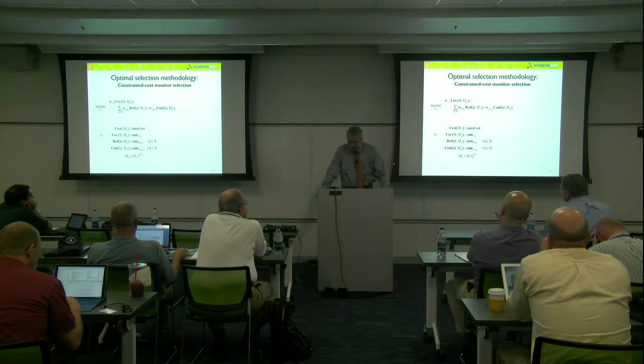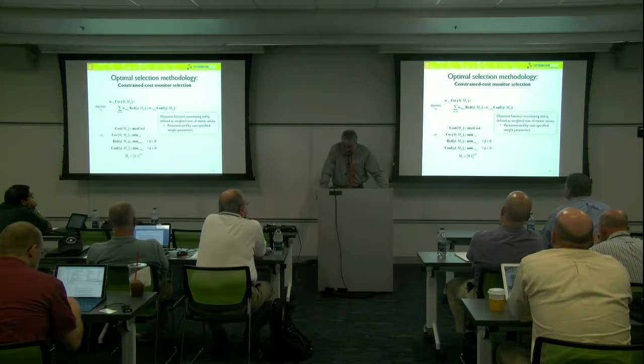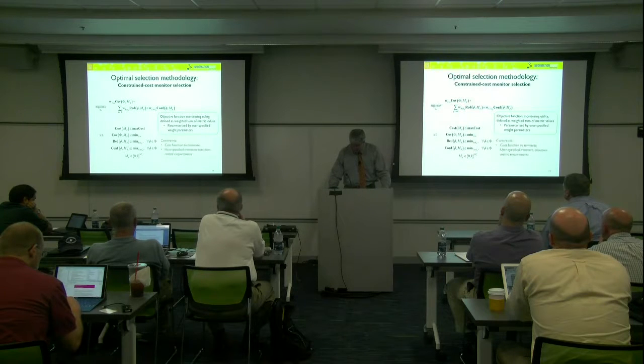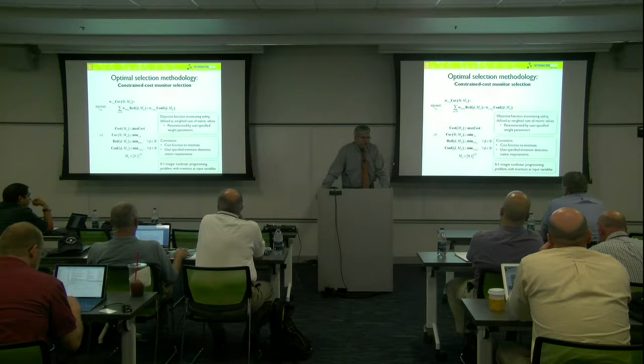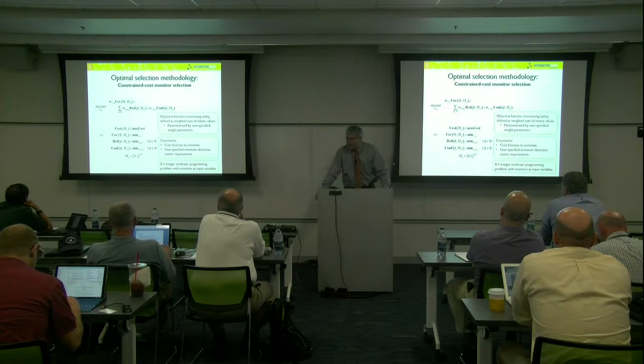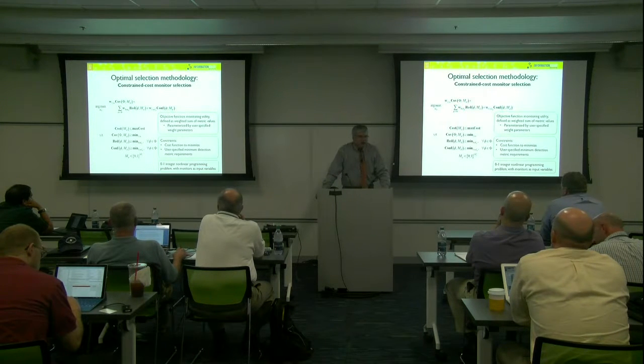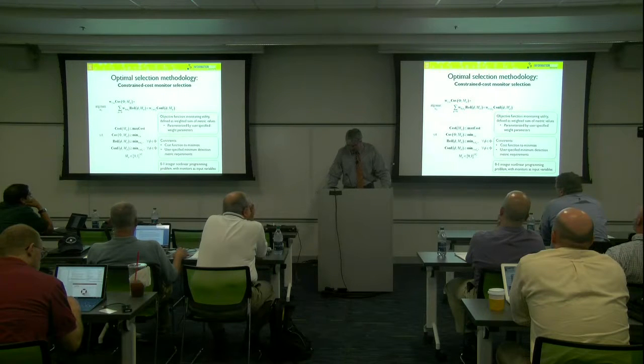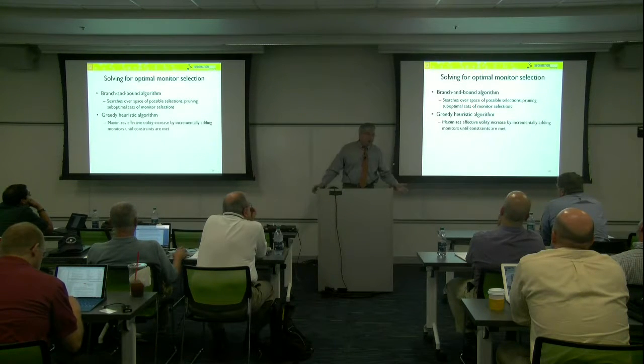We then, in a fairly standard way, translate this to an integer programming problem. The objective function, again, is that weighted sum of metric values that we care about. The constraints become minimum detection requirements and the cost function, and then we need to solve this overall 0-1 integer programming problem, where a 1 means the monitor is included in the set, a 0 means it is not, subject to these metrics.